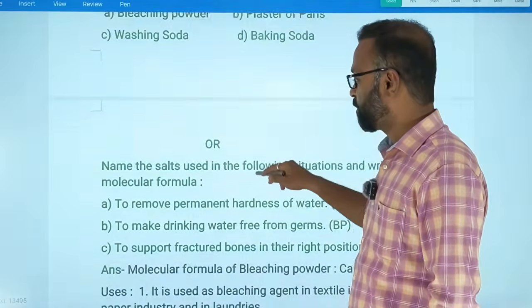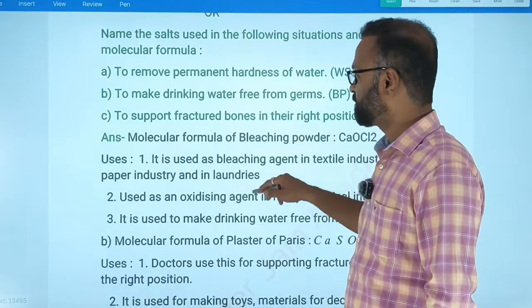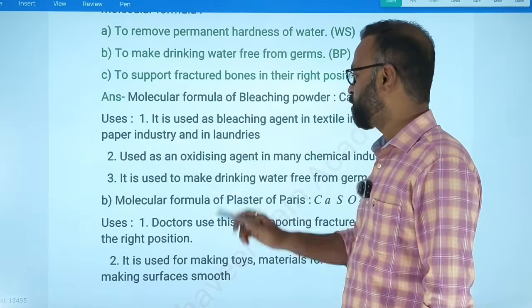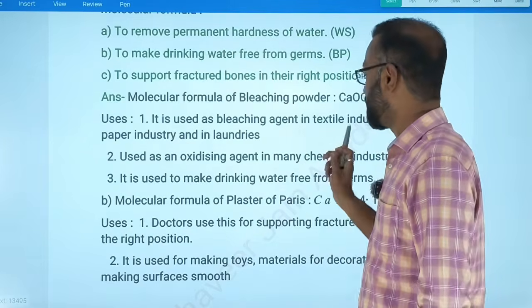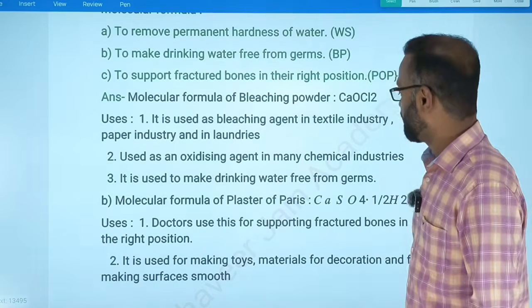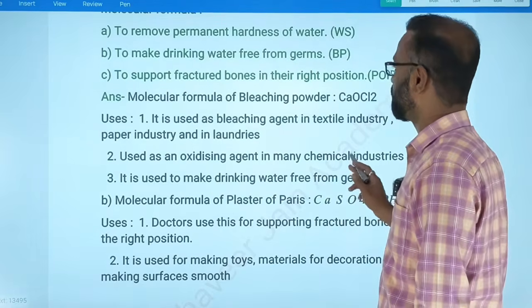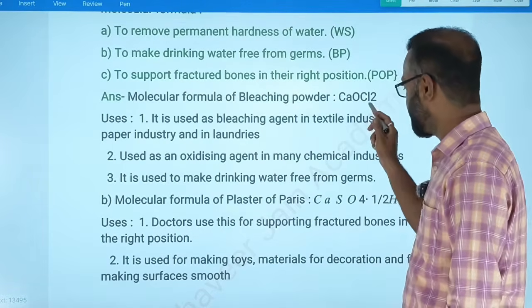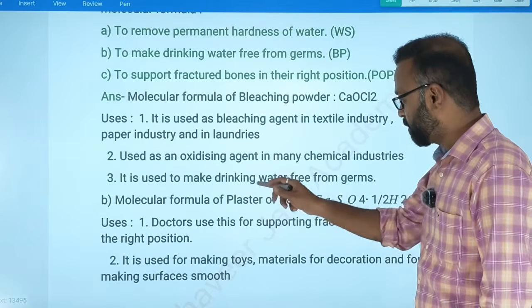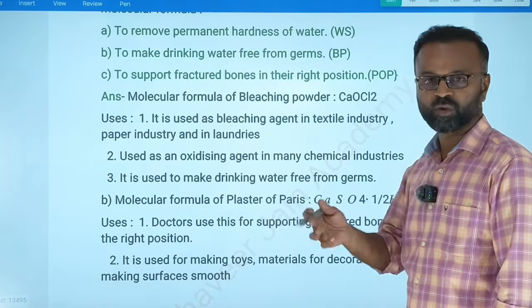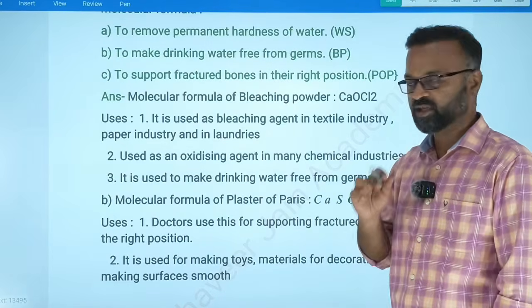Bleaching powder is used as a bleaching agent in the textile industry, paper industry and in laundries. It is used as an oxidizing agent in the chemical industries. It is also used to make drinking water free from germs. Whenever Cl2 is there, remember not to forget to write drinking water free from germs. They add it in swimming pools, water tanks and so on to kill the germs.